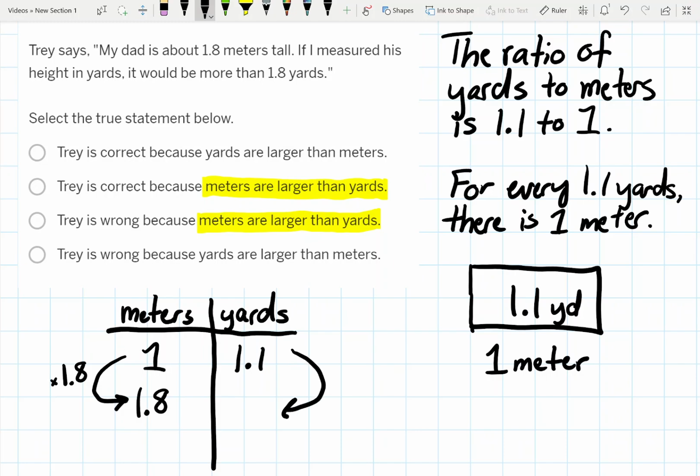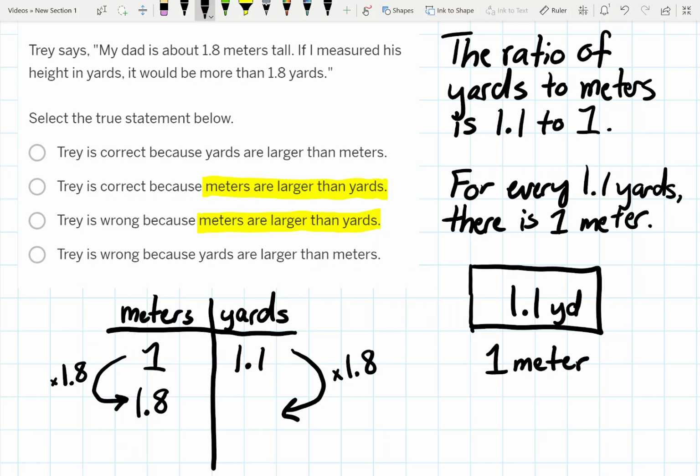So if we thought about that height as being in yards, we would need to take 1.1 and multiply it by 1.8. And right now we're not too concerned with what that actual answer is. We're just wondering, is that going to be more or less than 1.8? And since 1.1 is going to be bigger than 1, we know that 1.1 times 1.8 is more than 1.8 because it's more than just 1 or 1.0 times 1.8. So his dad would be more than 1.8 yards tall.